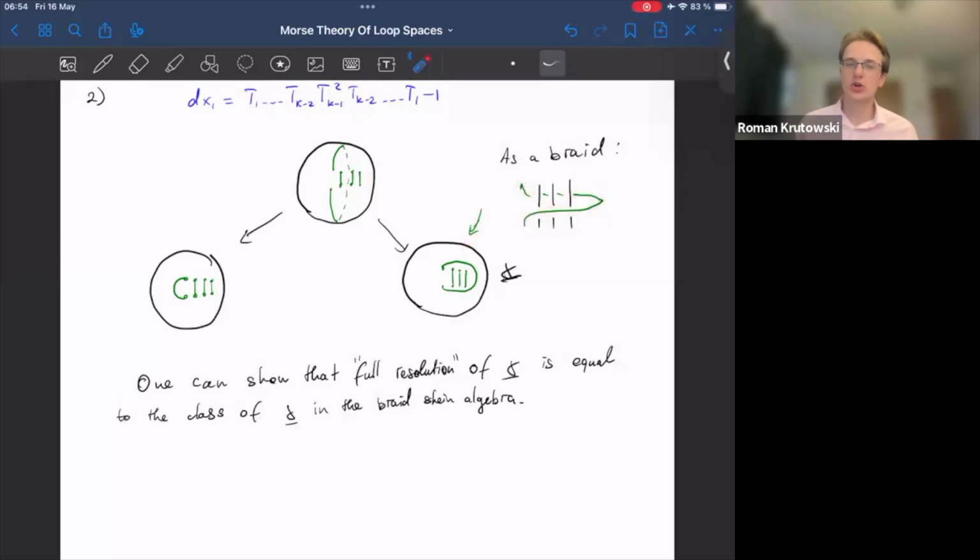And then one can show that when you write this full resolution in a differential that we're counting, starting from here, because we're in this kind of low energy mode, so it's all very close to just being strands, this full resolution would be equal to the class of gamma in the braid skein algebra. And as a braid, this thing is equal to this. This is just the standard braid presentation in terms of generators. And for that reason, these computations follow.